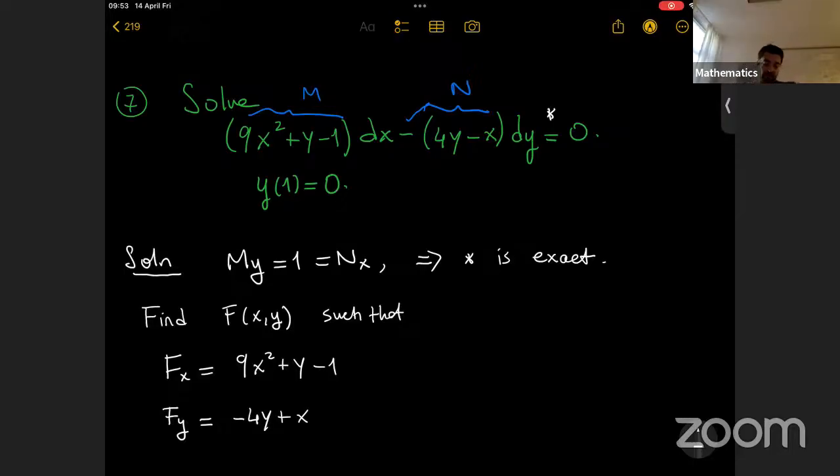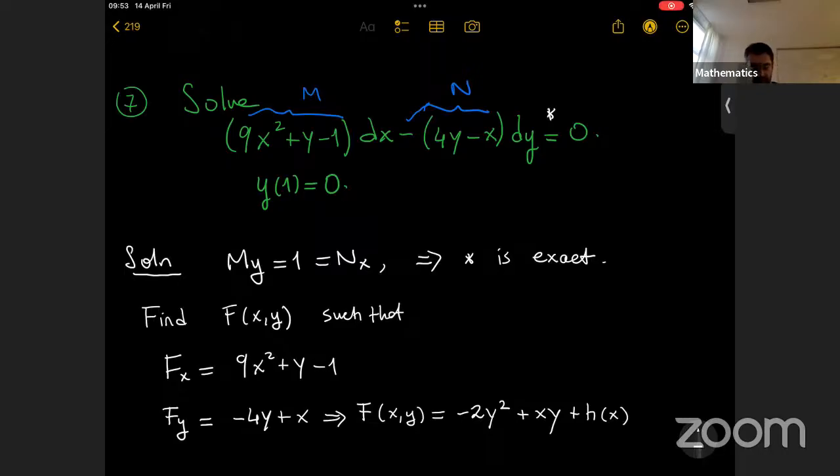Here, both are easy to deal with. Maybe this is even easier to work with. So I will start with this one. So I will integrate with respect to y. So f of x, y will be minus 2 y squared plus x times y plus a function of x, h of x, right?